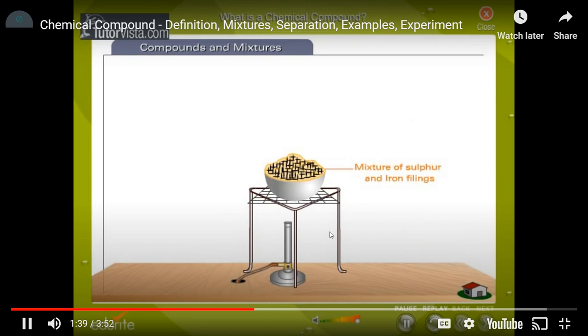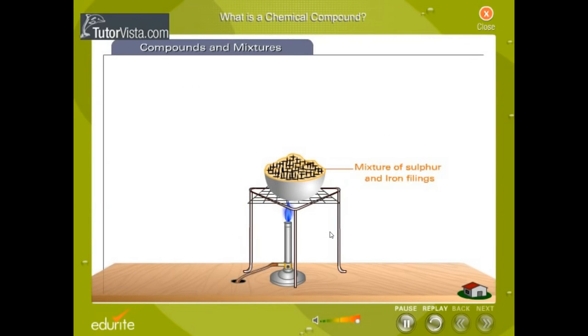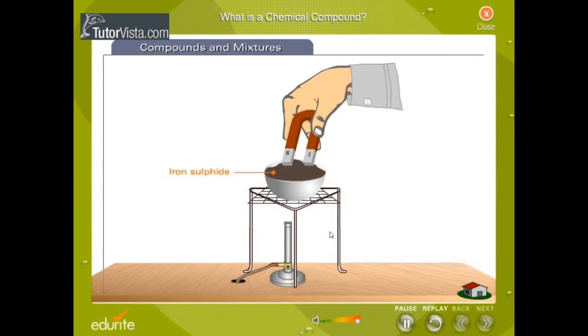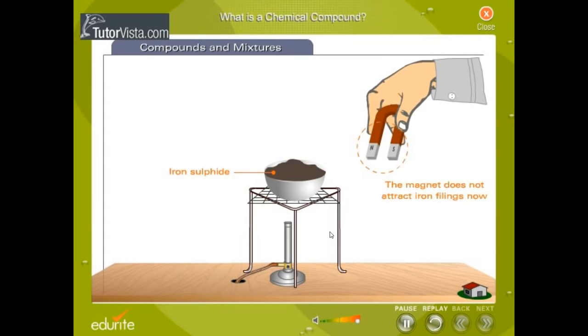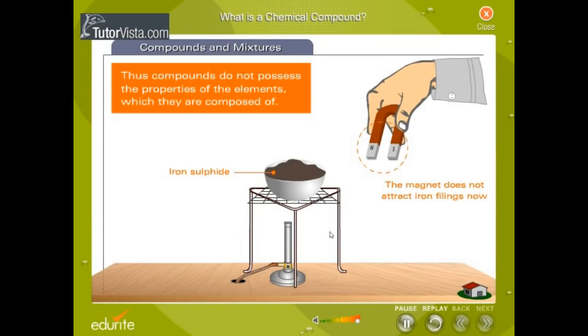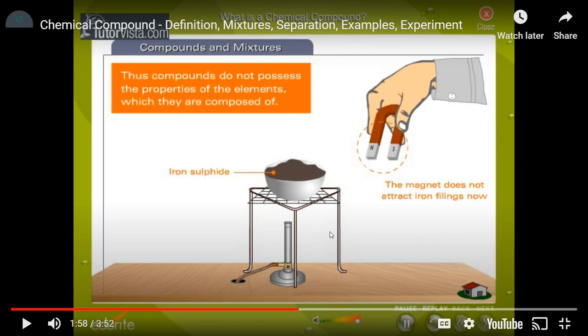But if you heat the mixture, a chemical reaction takes place that bonds the elements together. Not only does the new compound look different, but it also has no magnetic properties. Thus, compounds do not possess the properties of the elements which they are composed of. So just because that iron was magnetic before you did the chemical change does not mean that afterwards it'll still be magnetic. Okay?